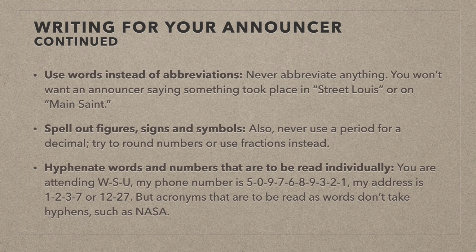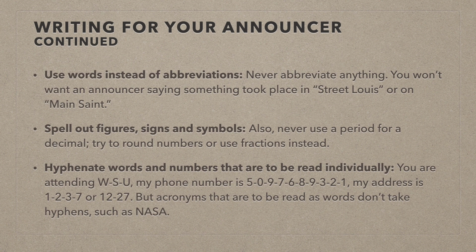There are very few absolutes in this course, but a couple of them come up on this slide. One is never abbreviate anything. If you abbreviate things in broadcast, it's basically asking your announcer to mispronounce it. Also, we never use a period for a decimal. If you have to use a number that has a decimal in it for broadcast, write out the word point, but it's better if you can round it or use fractions.